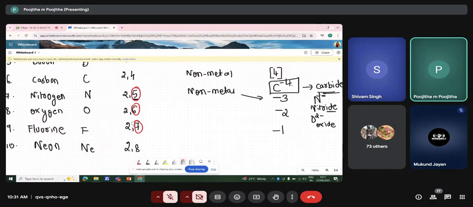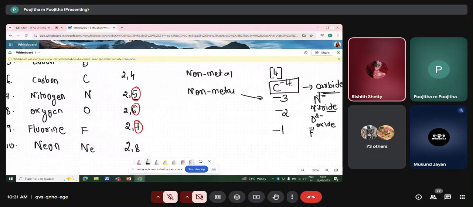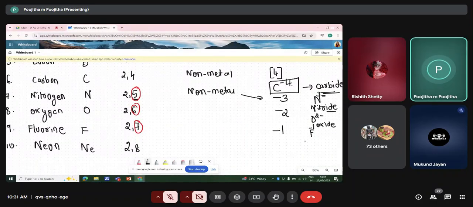What about fluorine? What is the ion formed? F minus. What should it be called? Fluoride ion. 1 minus you write or simply minus you write. Everything is right. So all these are what? They are non-metals.